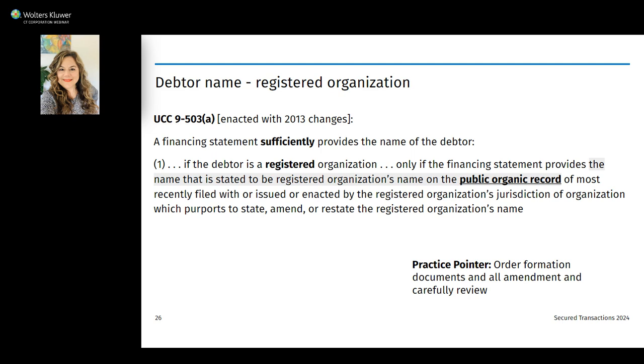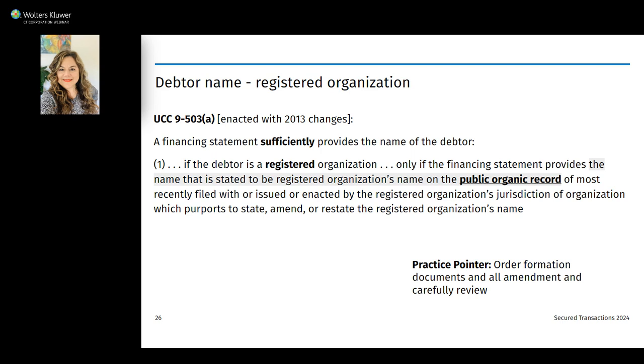How do we figure out the name to put in box 1B or 1A for a corporation or an LLC or some other type of registered entity? If a debtor is a registered organization, the financing statement will only be sufficient if the financing statement provides the name that is stated to be registered on the public record of the most recently filed with or issued or enacted by the registered organization's jurisdiction of organization which reports to state, amend, or restate the registered organization's name.